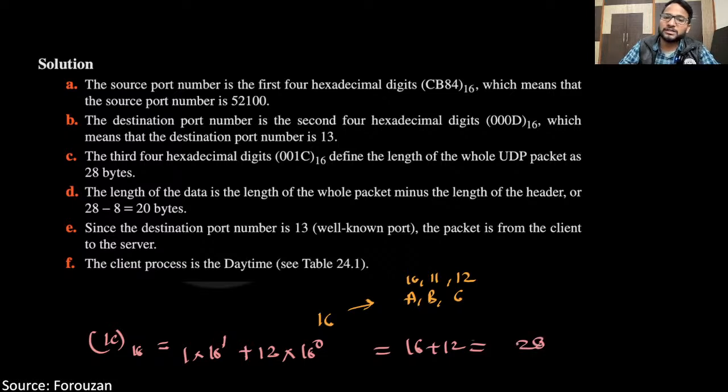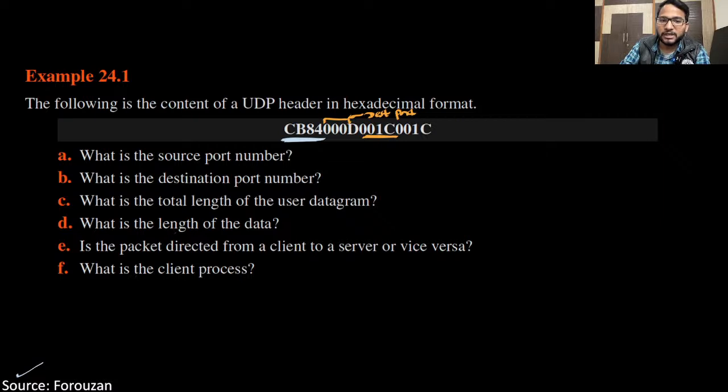This total length is represented in bytes, so basically this is 28 bytes, and this is the total length including the header. Now if you subtract the header, which is of 8 bytes only, then you will get the data length. That's how you can get the data length. Now they're asking what is the length of the data, so you can subtract this 8 bytes, and then you can get the length of the data.